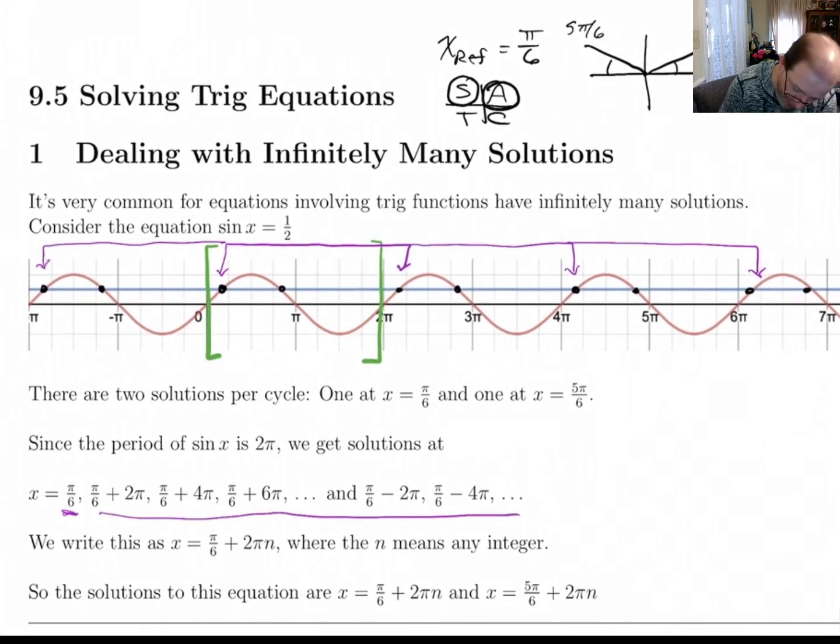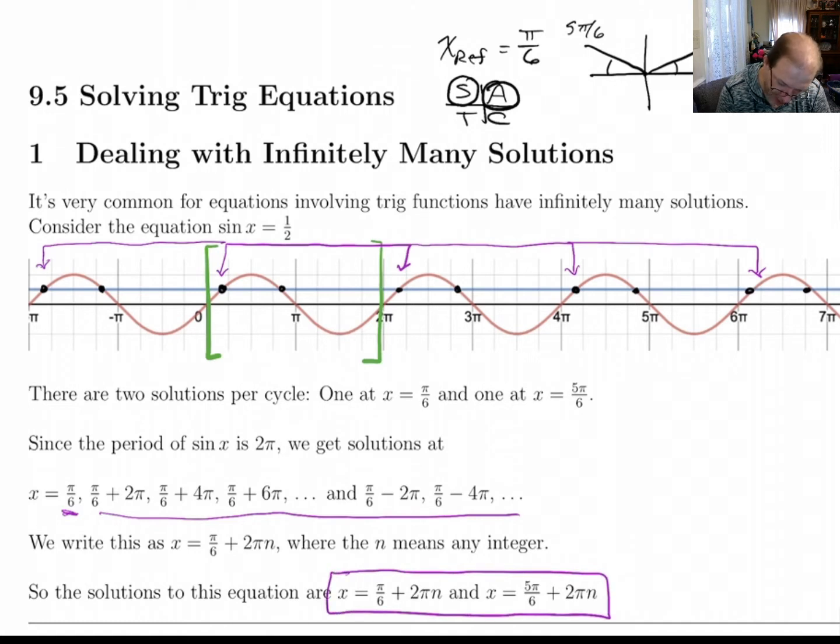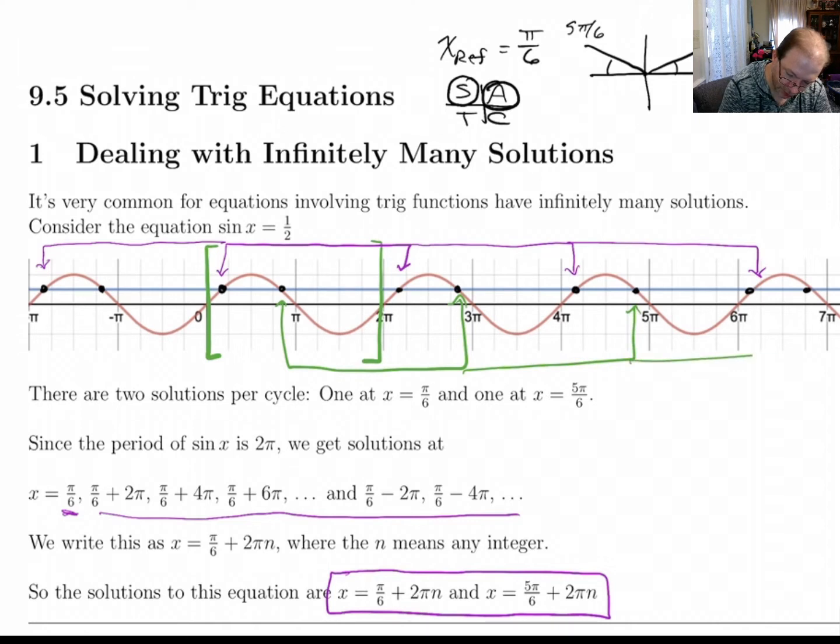And the way we write this out is by saying x is equal to pi over 6 plus 2 pi n. That n means any integer. So pi over 6 plus any whole number multiple of 2 pi will get us a solution. And so all of our solutions here are pi over 6 plus 2 pi n and 5 pi over 6 plus 2 pi n, because 5 pi over 6 plus 2 pi n similarly moves us from this to all the other solutions.